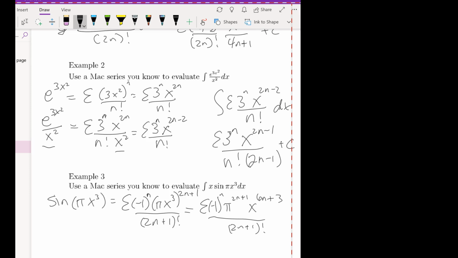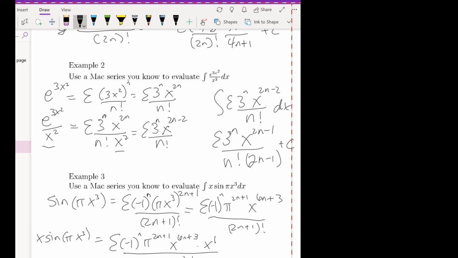Now I need to multiply this by x. So I've got negative 1 to the n, pi to the 2n plus 1, x to the 6n plus 3 times another x. Okay, so let's fix that up. So I can put it in the integral. So I get x to the 6n plus 4 because I'm adding that 1 to the exponent. So this is ready to integrate.